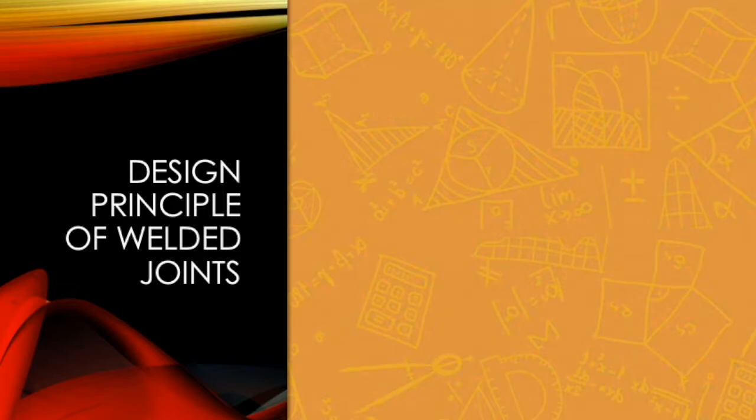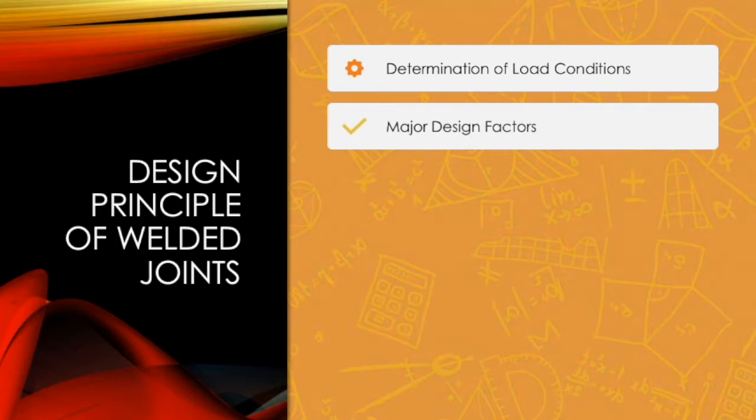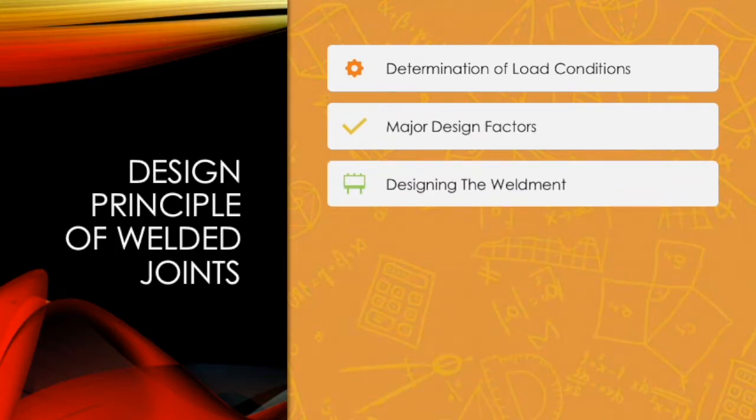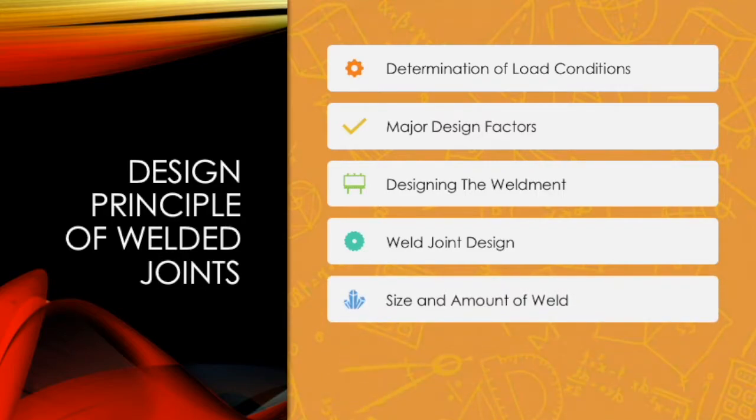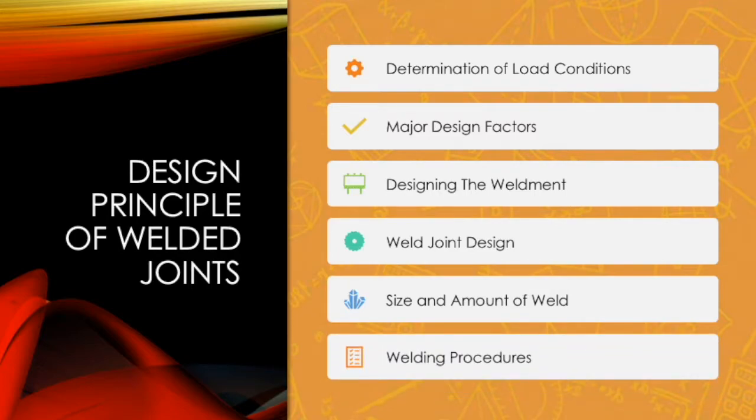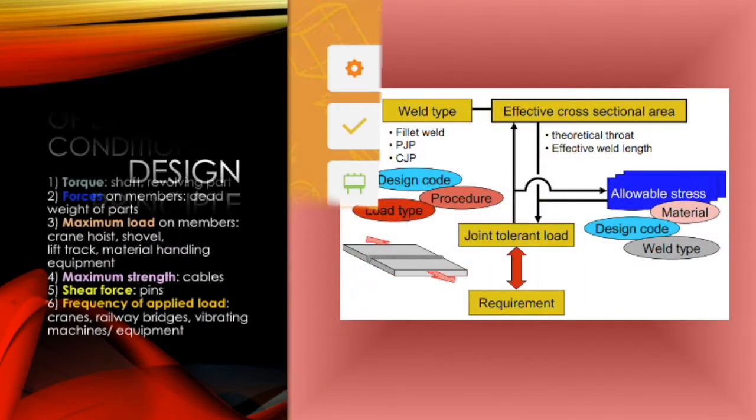Number one is the determination of loading conditions. Second is major design factors. The third is the weldment design. The fourth is the weld joint design. The fifth is the size and amount of weld which is used. And the sixth is the welding procedure. So we're going to start all of them step by step, and we will start with the loading conditions.